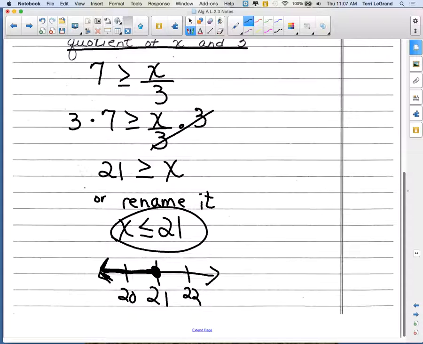Okay. Questions? Okay, then let's get out a sheet of loose leaf paper.